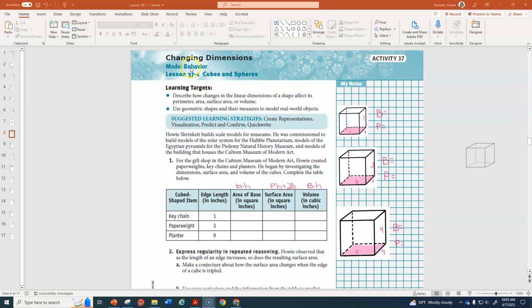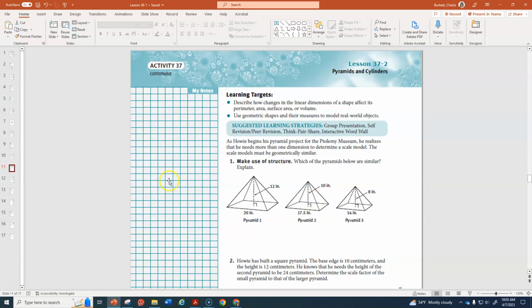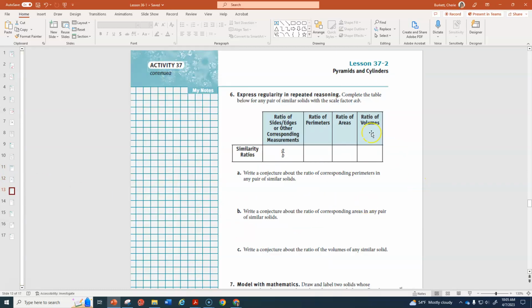In activity 37, we're going to be looking at some of the three-dimensional shapes. In this case, we're looking specifically at cubes and spheres. And then in 37-2, we're going to look at pyramids and cylinders, but we're looking at all of these different shapes in order to fill out this.